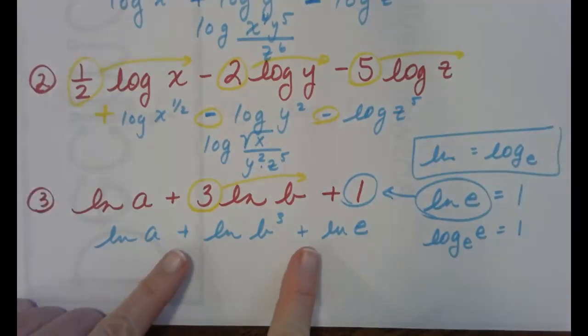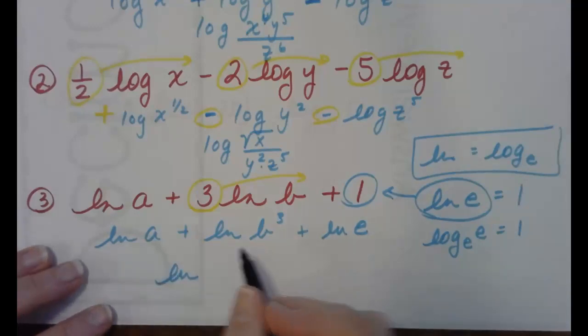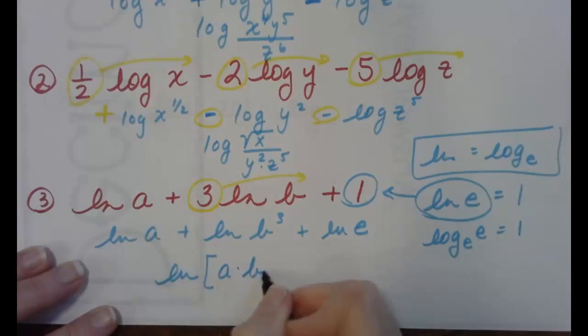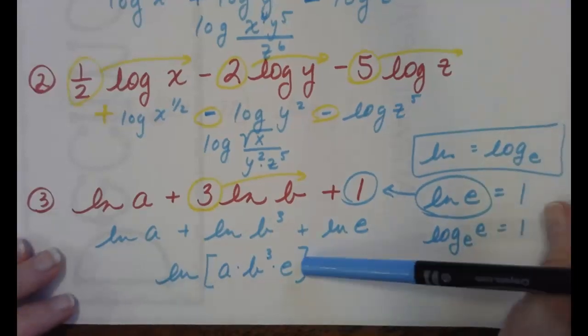Now, take care of the pluses. This will be a full product here. So this is, I'll put it in brackets, a times b cubed times e. ln of a b cubed e. That is how we condense.